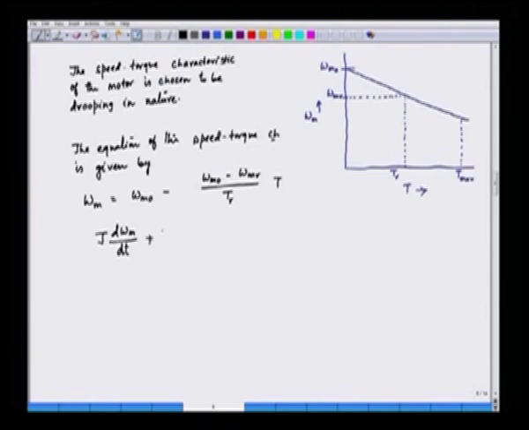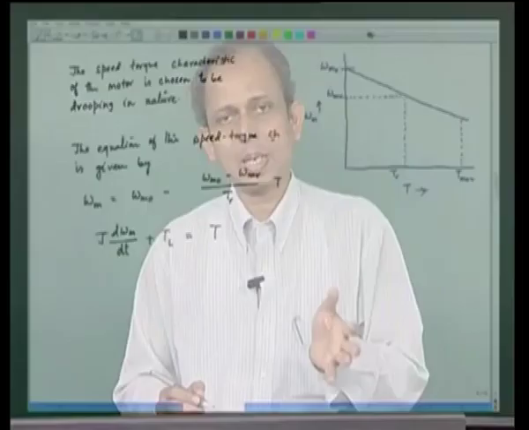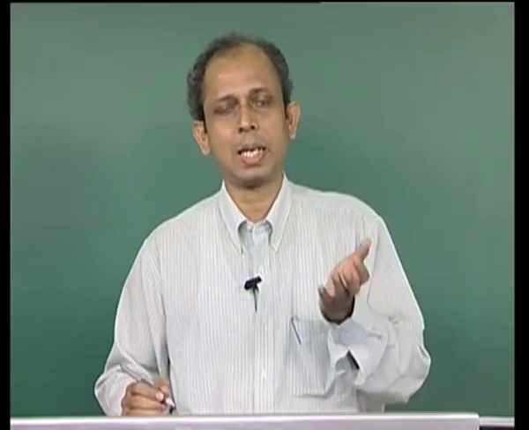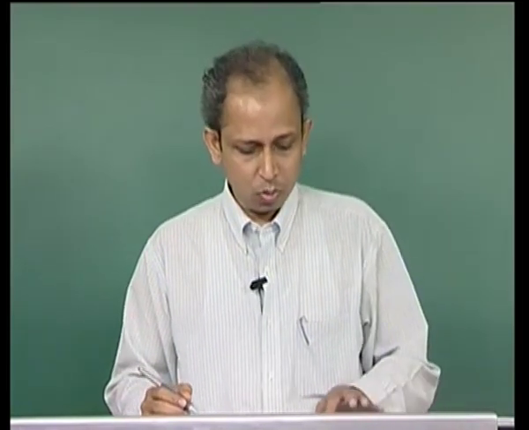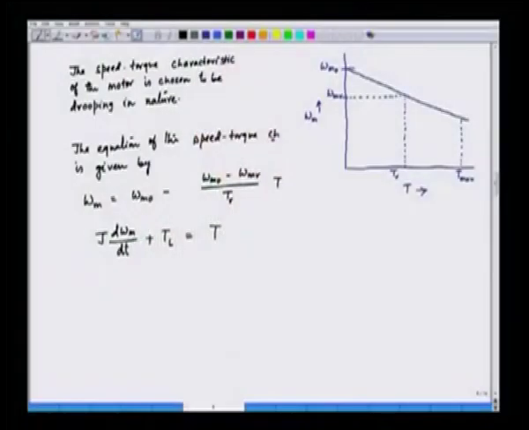plus the load torque T L is equal to capital T, the torque which is given by the motor. So, the motor has to support the inertial torque, which is basically the acceleration or deceleration torque, plus the load torque. Now, we know what is omega m. Omega m is given by this expression.